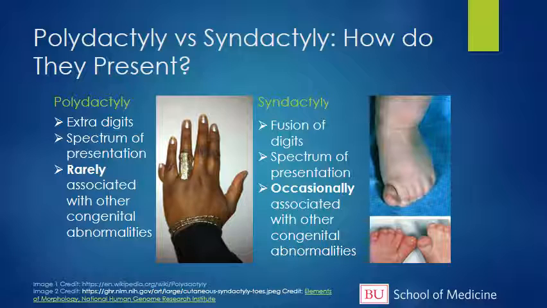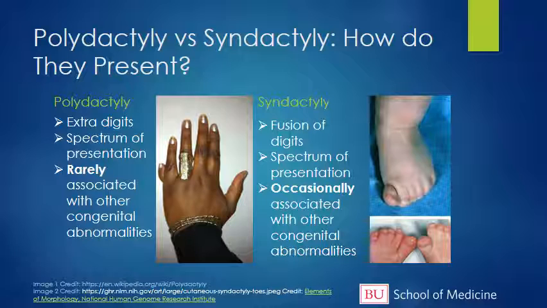Now, polydactyly, as stated before, describes the finding of a patient having extra fingers or toes. These extra digits may present as a spectrum from a very rudimentary extra digit to a fully developed extra digit with bone, nail, and muscles. This condition is often isolated and is almost never associated with systemic genetic abnormalities.